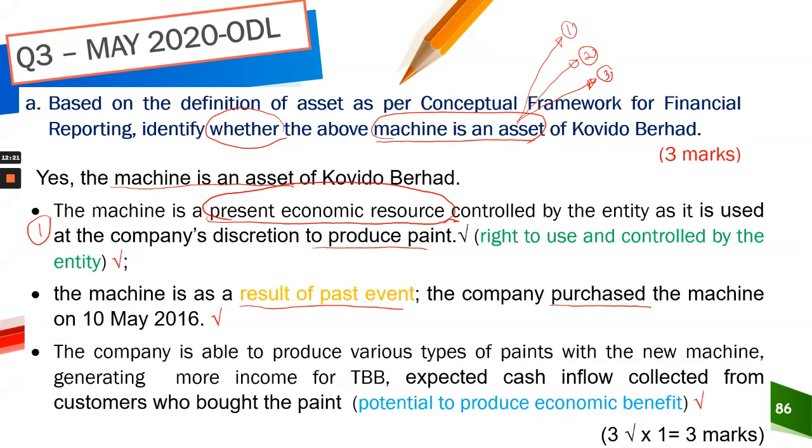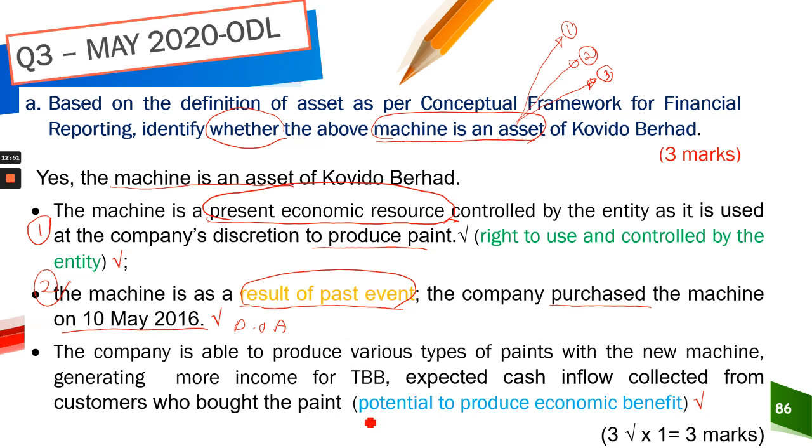Okay. Next, the machine is a present economic resource. We have done that. So number 2, see what is the past event. The past event will refer to the date of acquisition. So when you acquire, in the past, when you pay or purchase or acquire the machine from the supplier who delivers it to you. Therefore there is a past event on the date the machine is ready for its intended use.